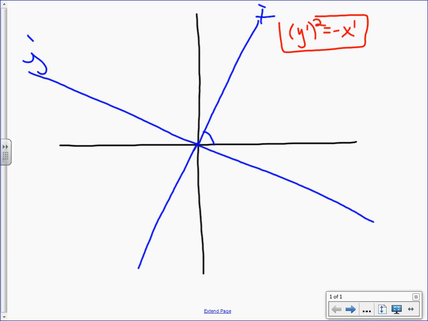Okay, let's talk about this. Where's our vertex? Our vertex is at 0, 0, and we talked about that it's opening left. Now, let's recall how we graph a parabola in this conic section. What number do we need to identify? P. What is P? It is not negative. Remember, whatever the coefficient is, that's 4p.